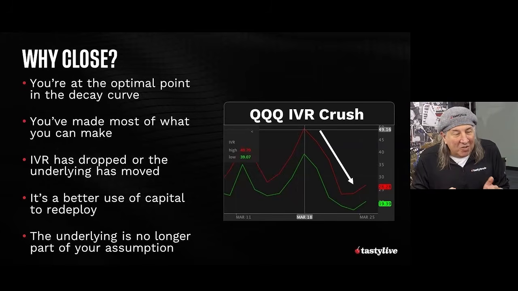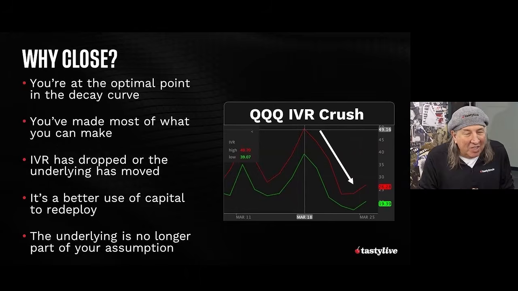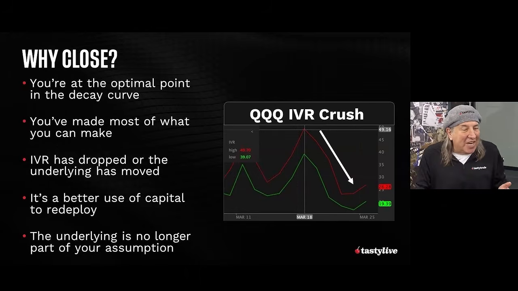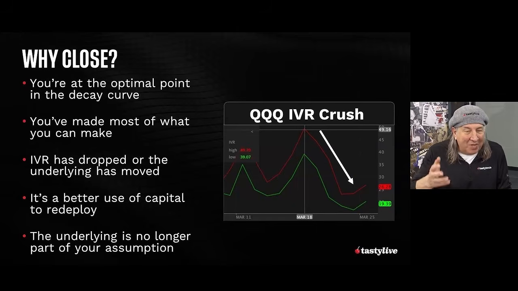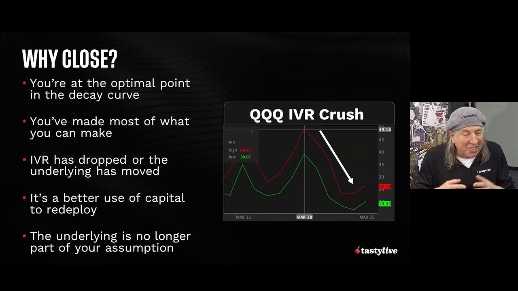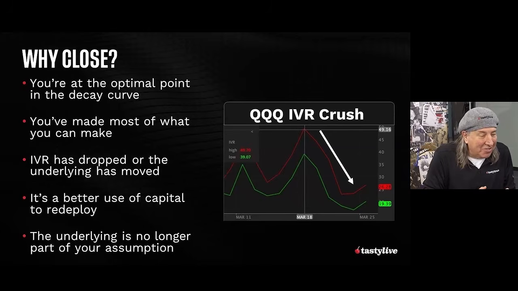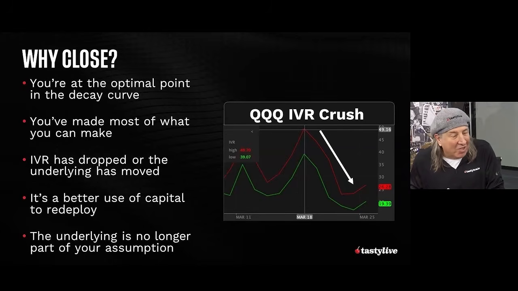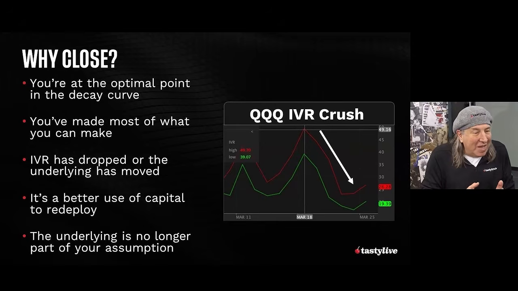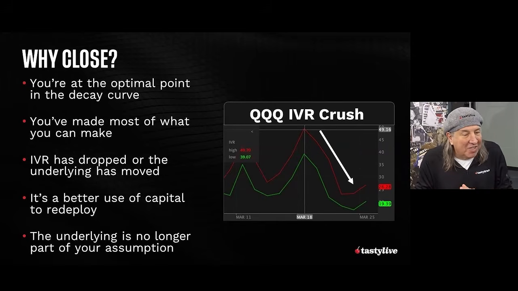Why close? It's a better use of capital to redeploy it somewhere else, because for whatever reason it's just an inefficient use of capital. For example, I'm using SPY, now I can use ES or MES. Or I'm using USO, now I can use CL for options. There's just a better use of capital somewhere else. Or it's a different underlying altogether. I'm using CL options, I want to go to natural gas. I'm using bond options, I want to go to notes. I'm using IBM options, I want to go to Qualcomm, whatever it is.